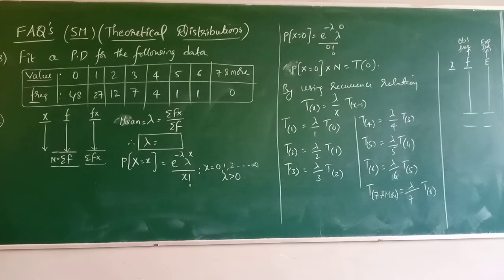So this way, after calculating from T of 0 to T of 7 and more, the total of those frequencies must be equal to the observed given frequency total, capital N. Then only it is a good fit. This is how we have to fit a Poisson distribution, just by calculating expected frequencies. Fitting means that observed frequencies and expected frequencies should be the same. That's it. Am I clear?